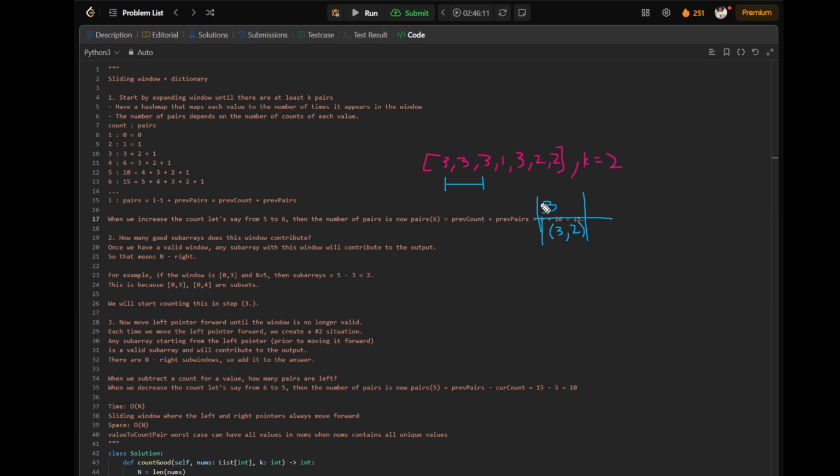And then this is our first valid window. So how many good subarrays does this subarray contribute to the overall answer? This again is the number of elements in the array n minus the right pointer, which is 0, 1, 2. So 7 minus 2 means that this contributes 5. So this subset, we could have 1, 2, 3, 4, 5 of these.